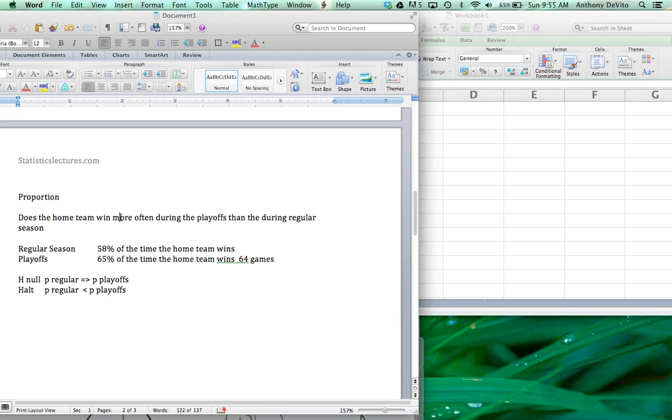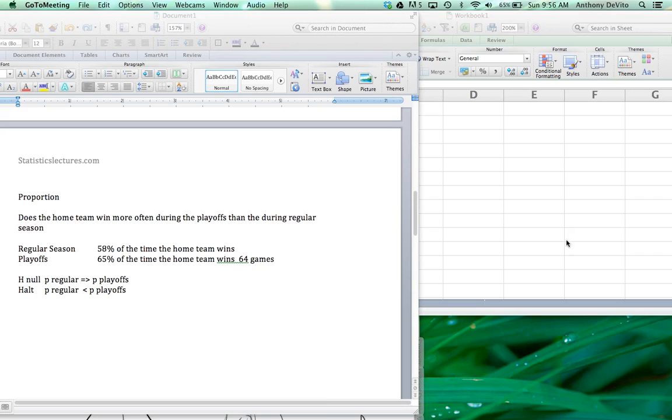Okay, so now because there's more, it's not just different. It's not just that the home team has a different percentage during the playoffs than the regular season. We're actually looking for, is the percentage that the home team wins during the playoffs greater than what they win during the regular season, which means our alternative hypothesis is satisfied only if the percentage during the playoffs is higher than the regular season. But our null hypothesis is satisfied both if they're equal and if during the regular season the home team wins more games, right?